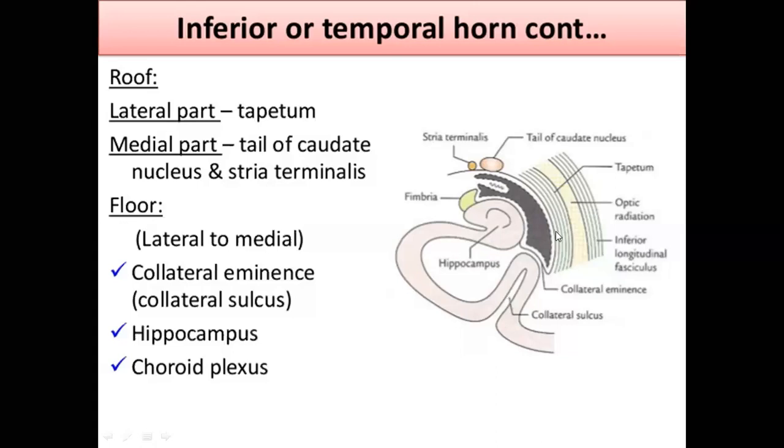By one lecture you can't understand; you have to draw the diagram, and with the diagram you can explain. This is the roof and lateral wall, this is the floor and medial wall. Very simple. So this structure you can explain.